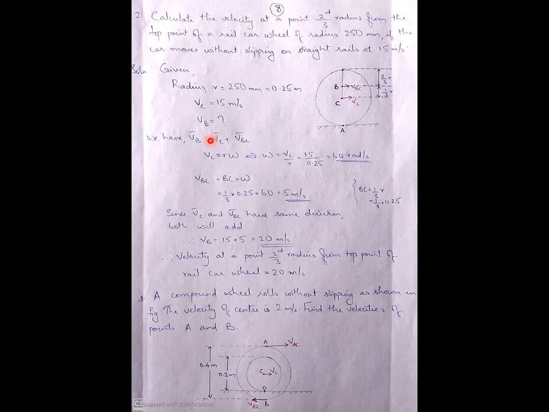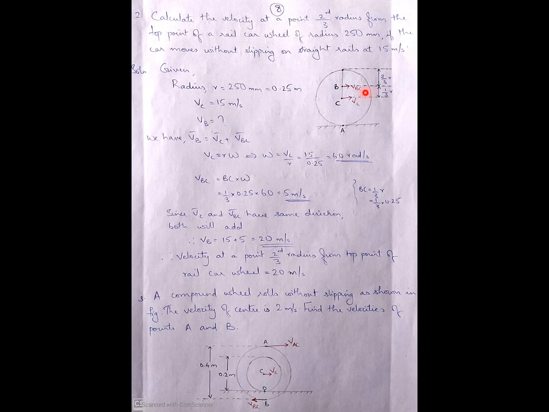Now how to find the velocity of B? Vector addition is VC plus VBC, where VC equals R into omega. BC is known to you, 15, R is 0.25, so from that you will be getting omega. Now how to find VBC? It is BC into omega. BC is 1 by 3 R. R value you know, omega value you already got. So you got VBC also.